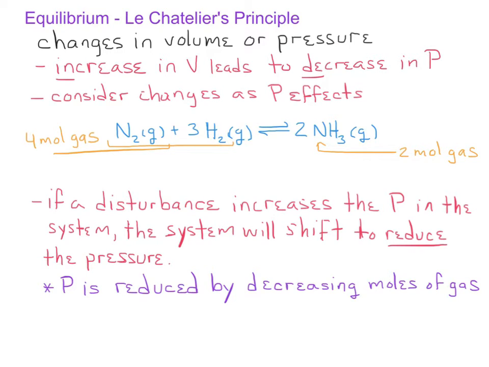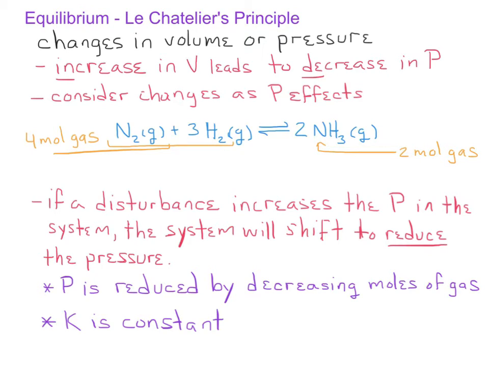Now, in this reaction, we have 4 total moles of gas on the reactant side, but we only have 2 moles of gas on the product side. So if we have a disturbance to this equilibrium system by increasing the pressure, we can then decrease the pressure by shifting in the direction that will have the fewer moles of gas. So in this particular example, we can decrease the pressure in the system and reestablish equilibrium by shifting in the direction of the products, or shifting to the right.